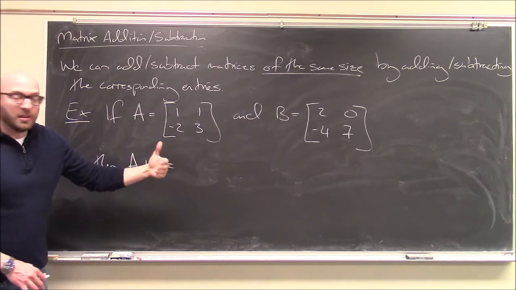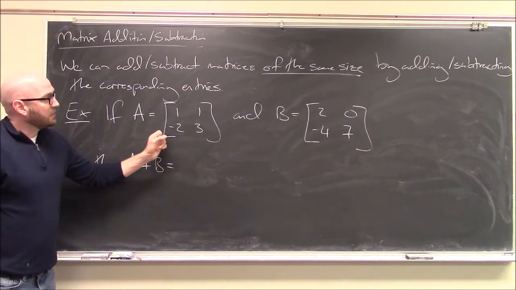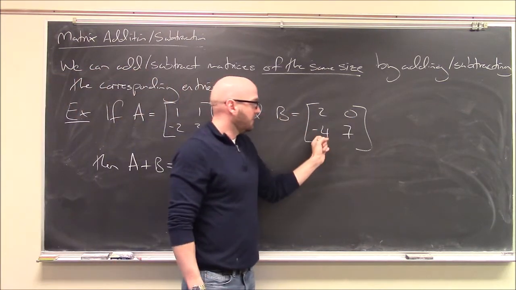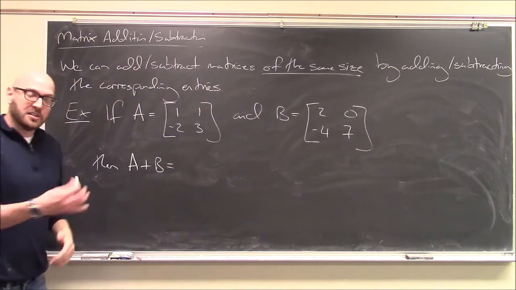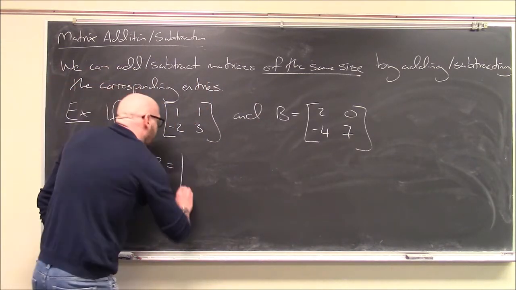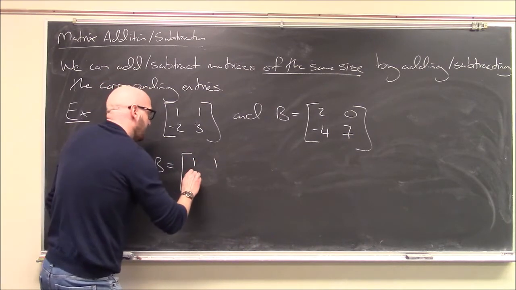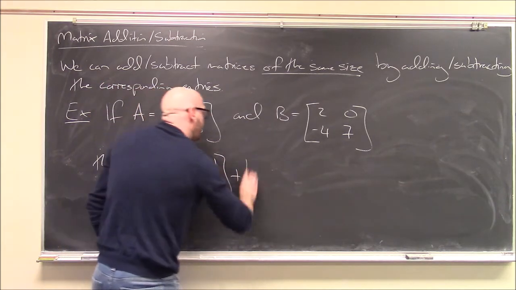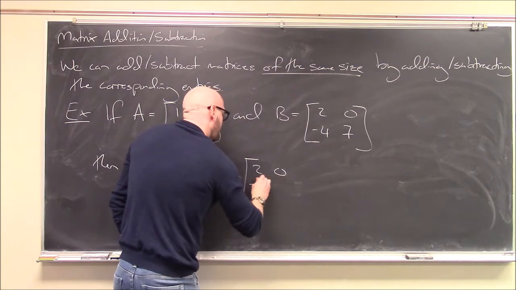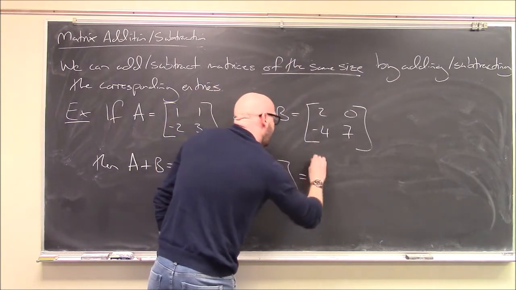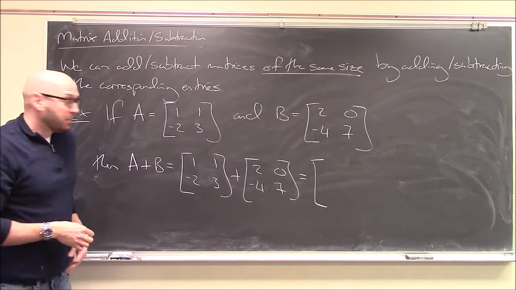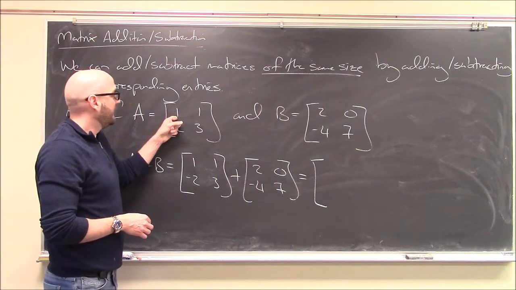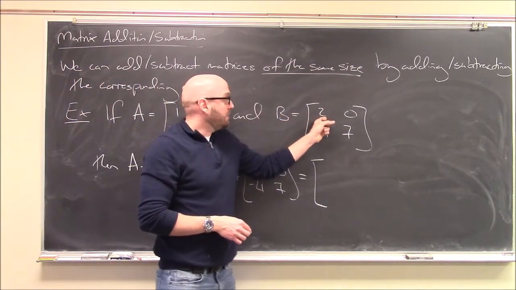So here's an example to illustrate exactly what I mean by that. Here I have two matrices. They're both 2 by 2. A is 1, 1, minus 2, 3, and B is 2, 0, minus 4, 7. So they're both 2 by 2, so I can add them together. Then A plus B is, well, before we get into it, let's just write down the matrices again: 1, 1, minus 2, 3, plus 2, 0, minus 4, 7. So the result is the matrix where we just add the corresponding entries. What do I mean by that? I take the entry in row 1, column 1 in A, and the entry in row 1, column 1 in B, and I add them together.